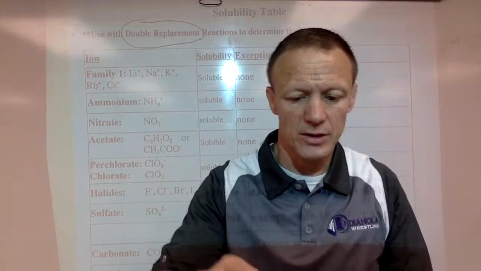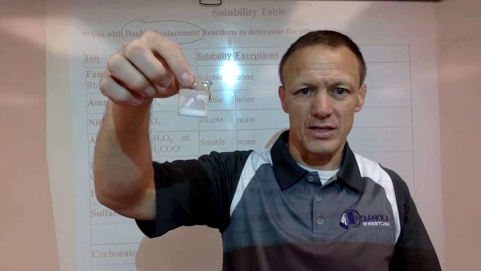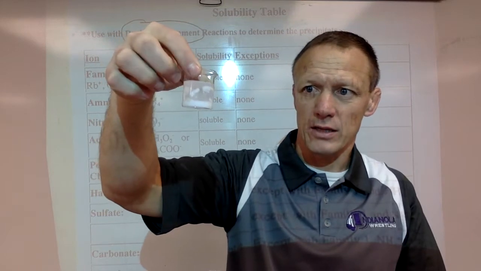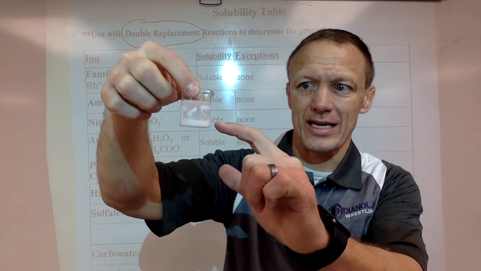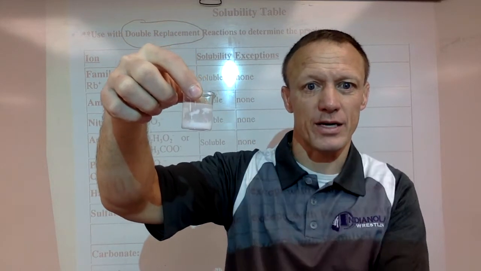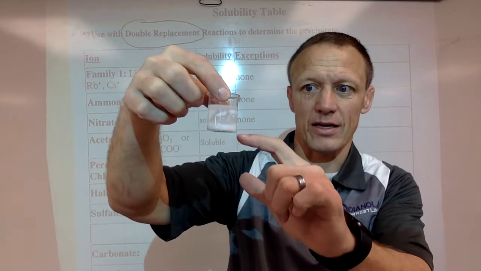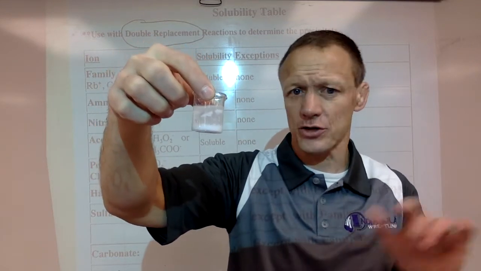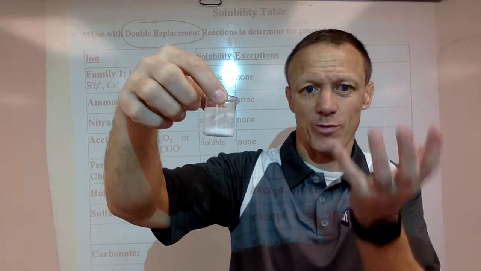Now in this is some silver chloride. Okay, that's an insoluble substance. It's sitting at the bottom of this. Some of it's suspended in the solution, but it is slowly settling to the bottom. It's insoluble. If I stir it up, it will just settle back down to the bottom.